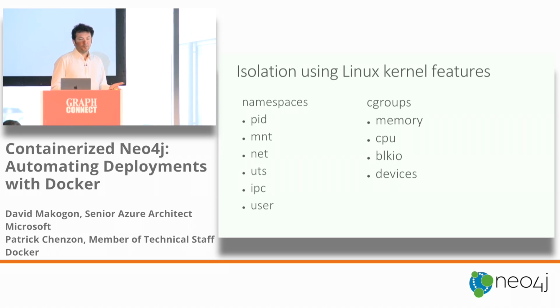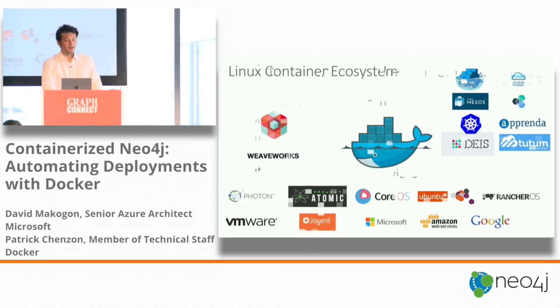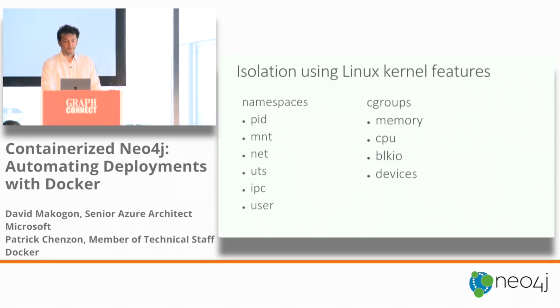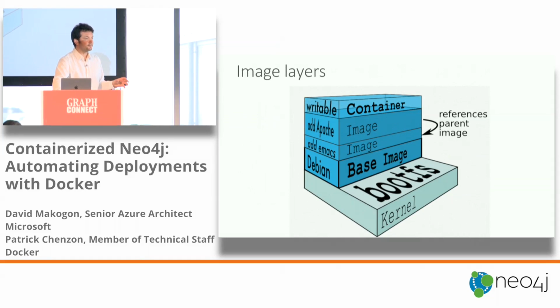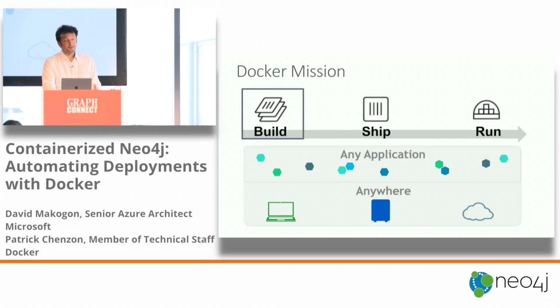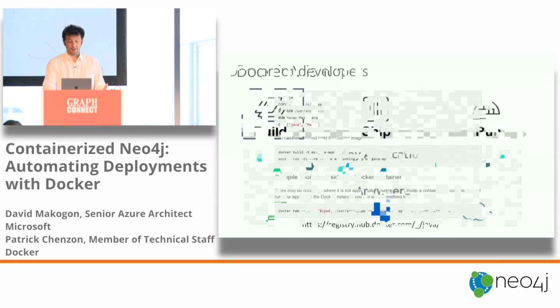So what is Docker based on? Isolation is based on Linux kernel features, namespaces, and C groups. There's also one of the things that made it successful, the image layer system. That allows you to cache layers for the images that you're creating. And Docker's mission is to build, ship, and run applications, any applications anywhere.